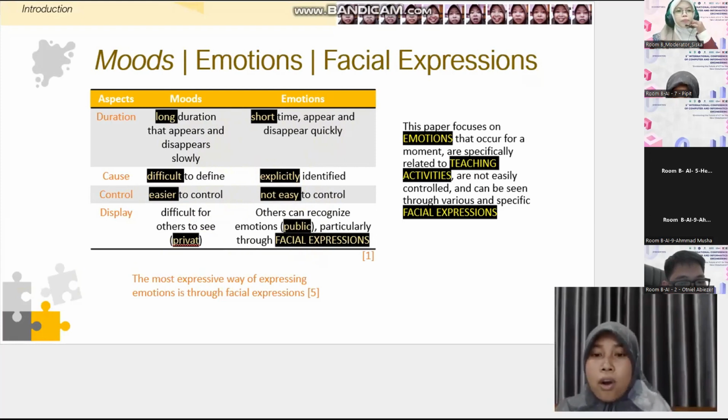The most expressive way of expressing emotion is through facial expression. Furthermore, facial expression analysis can be used to identify emotion. This paper focuses on emotions that occur for a moment, specifically related to teaching activities.